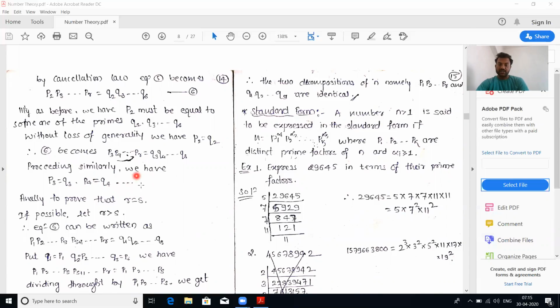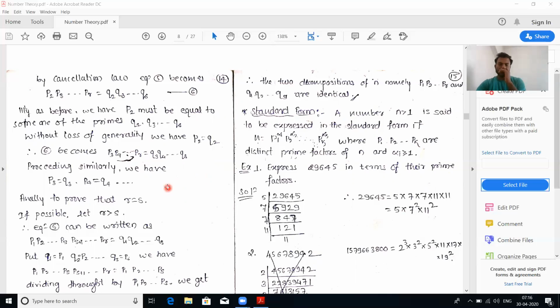But here, generally, we can't write Pr equal to Qs. Yes, here P1 equal to Q1, P2 equal to Q2, P3 equal to Q3, P4 equal to Q4, and so on. If you want to write Pr equal to Qr, it is true, and Ps equal to Qs. Now to write Pr equal to Qs, we need to prove r is equal to s.